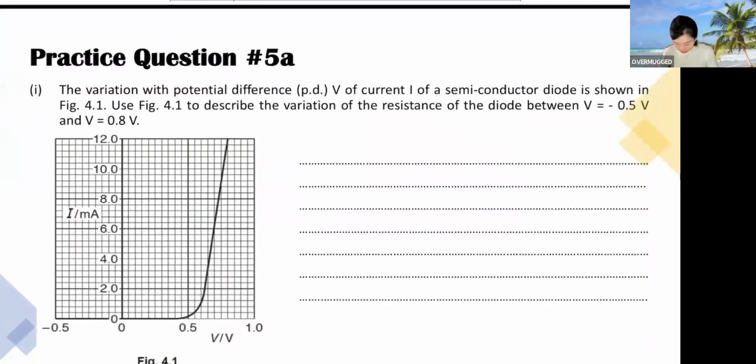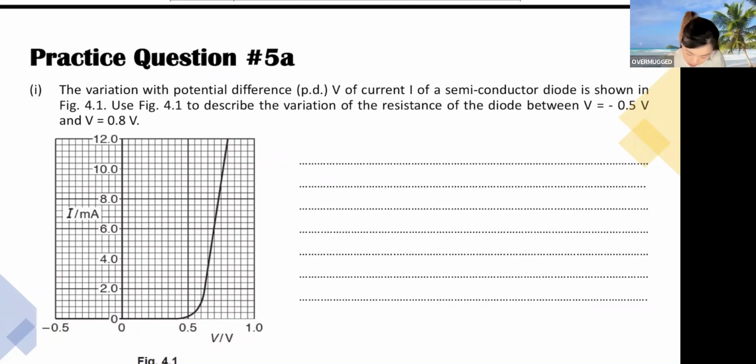Okay, so let's quickly take a look at question 5. Now it says here, for question 5, the variation with potential difference of the current of a semiconductor diode is as shown below. And in this case here, they want you to use the figure to describe the resistance of the semiconductor diode between negative 0.5 volt to 0.8 volt. So for this question here, it's very straightforward. Just look at the diagram.